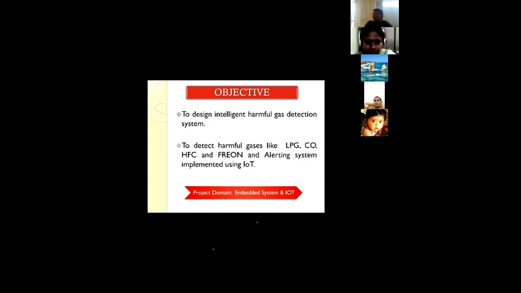Next, we have the objective. The main objective of this paper is to detect harmful gases. The harmful gases are highly inflammable. Inflammable gases are more dangerous to human health and the surroundings, and they cause great damage. The inflammable gas in question is LPG. Most gas cylinder incidents happen with LPG gas only. We have designed this paper to detect harmful gases such as LPG, carbon dioxide, hydrofluorocarbon, and freon.